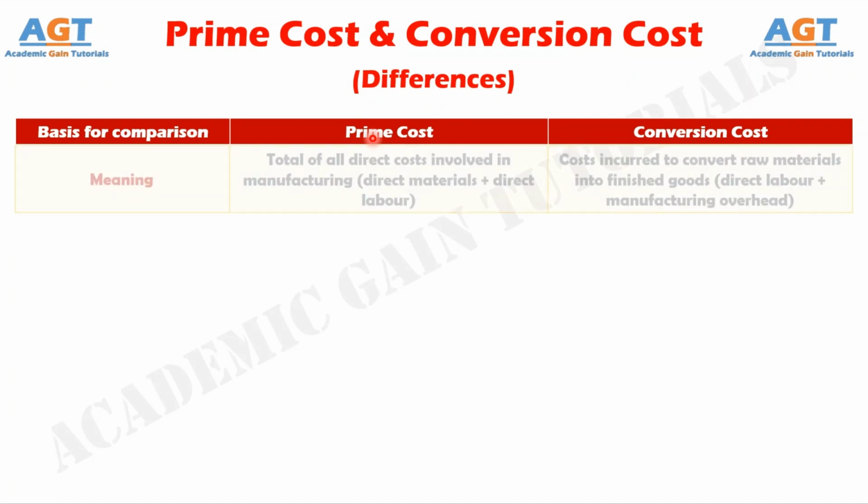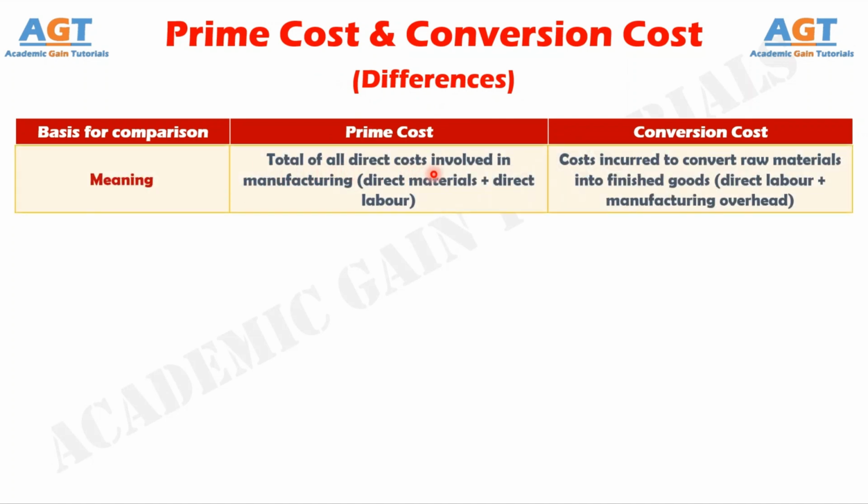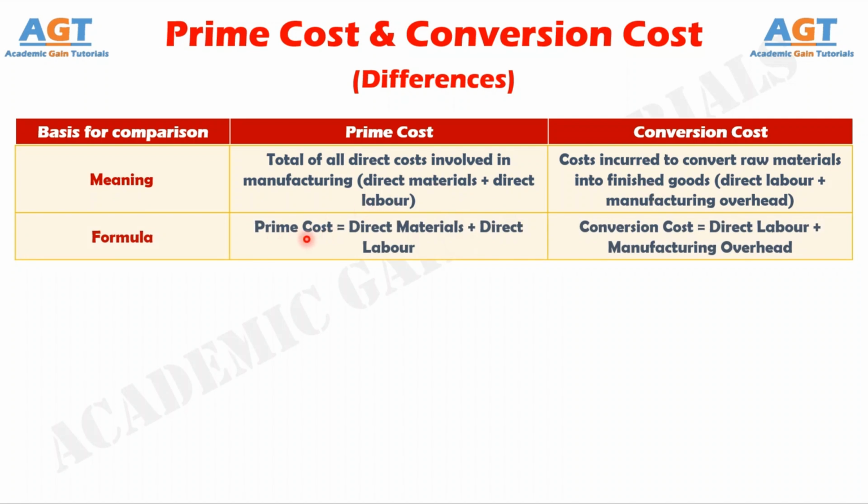Difference number 1. Prime cost includes all direct costs like raw materials and direct labor, whereas conversion cost includes direct labor and overhead costs involved in turning raw materials into finished goods. Number 2. The formula for prime cost is direct materials plus direct labor, whereas the formula for conversion cost is direct labor plus manufacturing overheads.